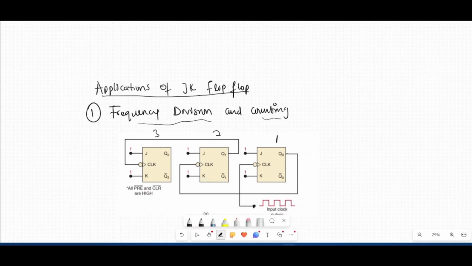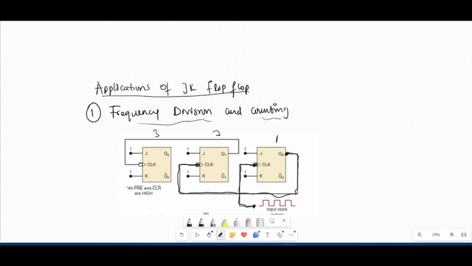You can see the clock signal goes into the clock input of the first JK flip-flop. Now, the output of the first JK flip-flop acts as the clock for the next JK flip-flop. You see how important this is when I draw out the output waveform.